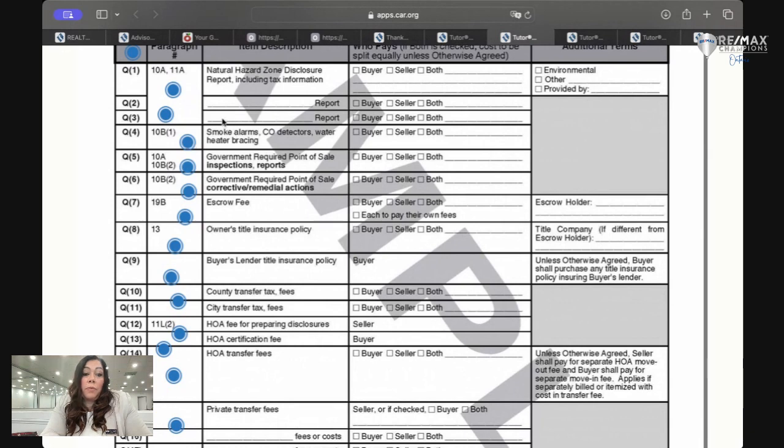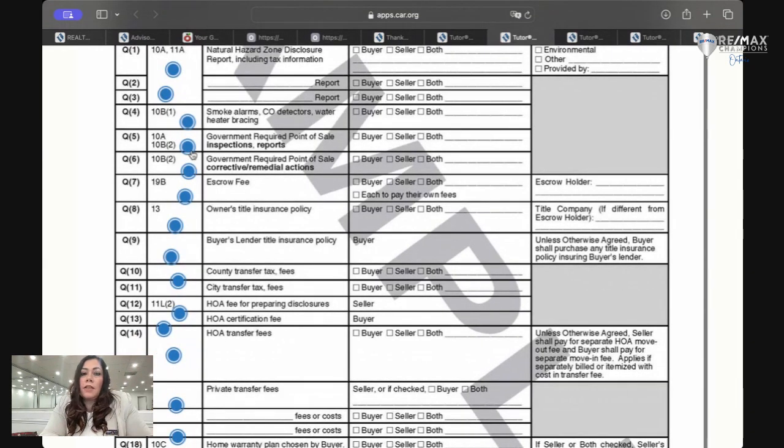So that's where you would put that. If, let's say, the roof looked bad, you can ask for a roof report. Anything goes there. Any other type of report would go there. Smoke alarms, carbon monoxide detectors, and water heater bracing. This is in the event it's not done, who's paying for it.